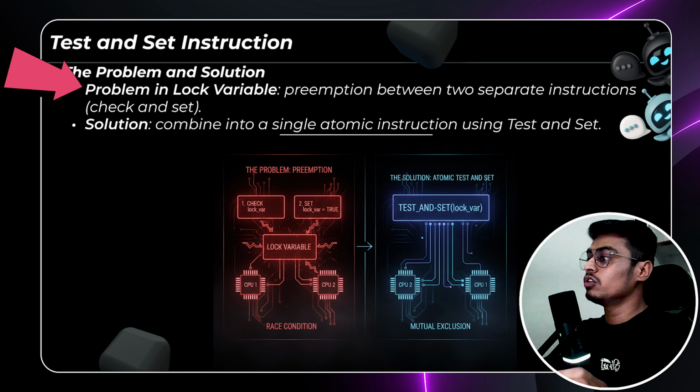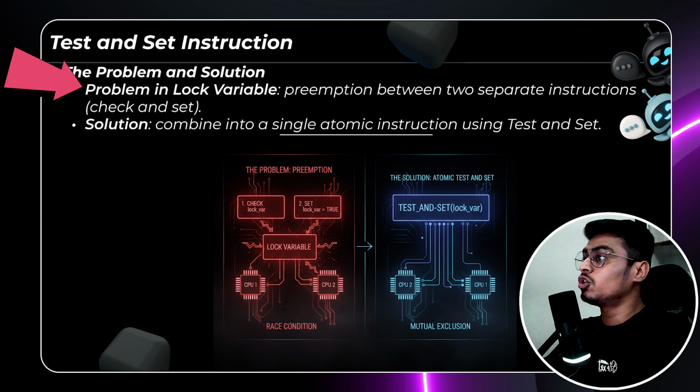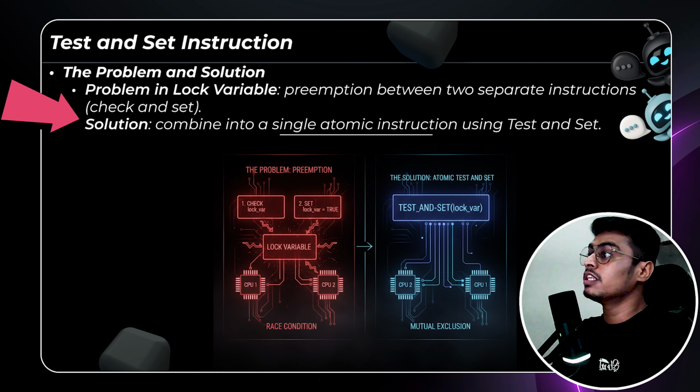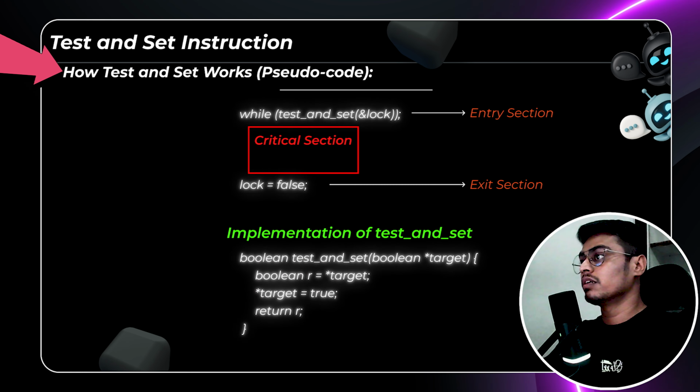The root problem with lock variable is that preemption can occur between the two separate instructions, checking the lock and setting the lock. Test and set instructions solve this by combining these operations into a single atomic instruction. Now how does test and set work? The pseudocode looks like this.